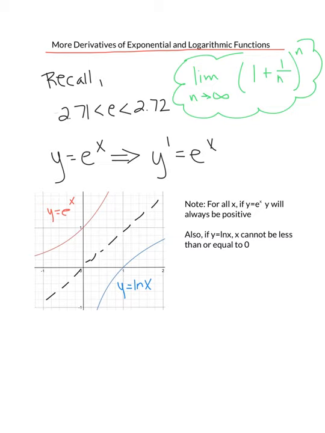So basically, y is always going to be above 0 for that function y is equal to e to the x. And likewise, if we have that function y is equal to ln x, x cannot be less than or equal to 0. So if you try and plug ln of a negative number or ln of 0 into your calculator, you will get an error because it is impossible for that to happen.